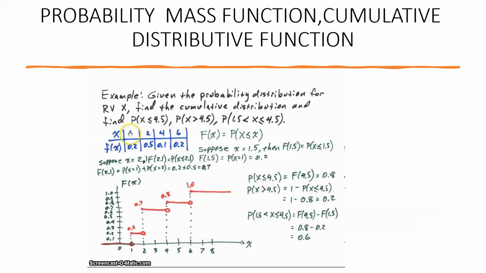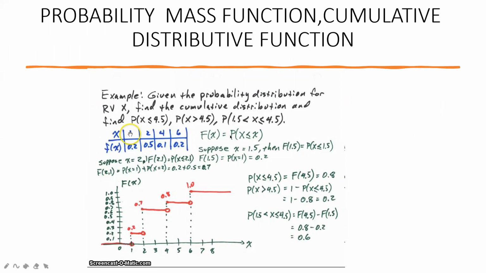For example, given the probability distribution for random variable X, find the cumulative distribution and find P(X less than or equal to 4.5), P(X greater than 4.5), and P(1.5 less than X less than or equal to 4.5). Now take X as 1, 2, 4, 6, and f(x) as 0.2, 0.5, 0.1, 0.2 as given in the table.